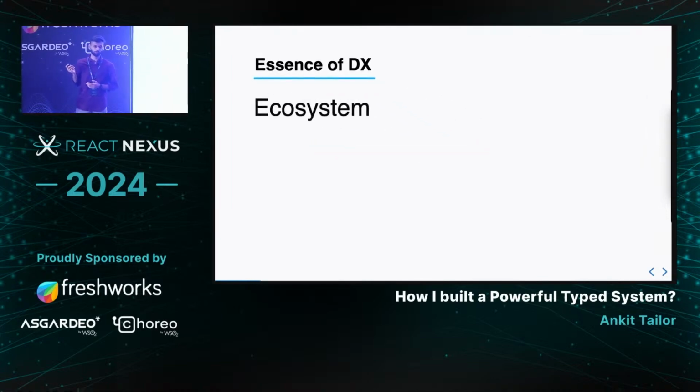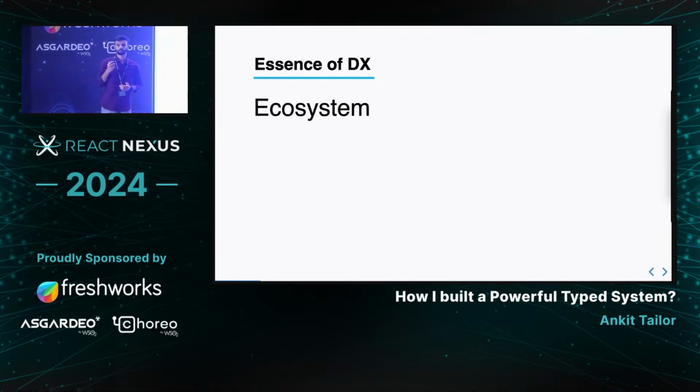The first one is ecosystem. Ecosystem plays a really important role in DX. Let's take an example of Expo. Expo has a really good DX, from bootstrapping your project to developing the project and setting up the CI/CD pipeline to deploy your app to production. It's really beautiful. So having a good ecosystem is a must.